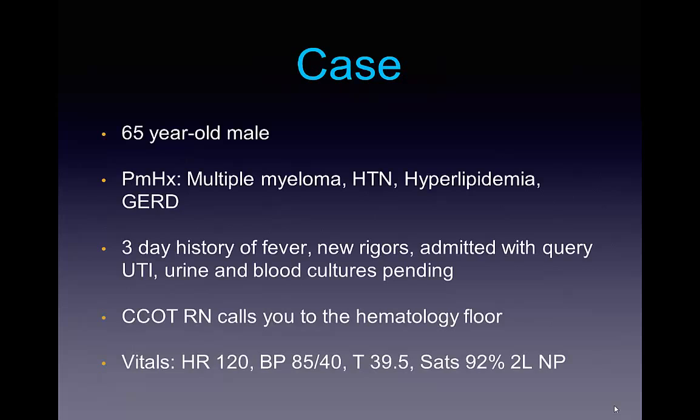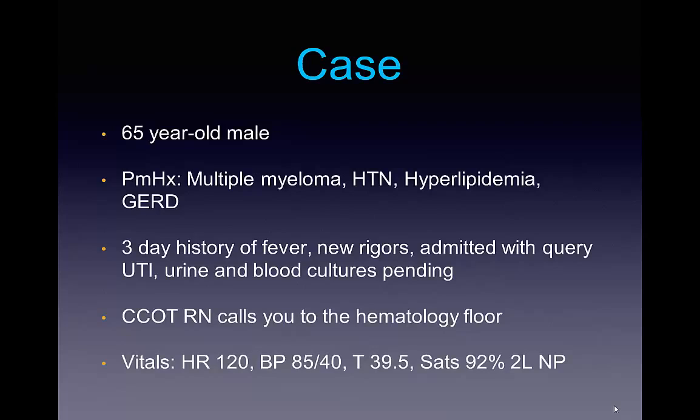Let's start with a clinical case. We'll use this case to also exemplify different parts of our discussion and return to the case at the end. Imagine a 65-year-old male with a past medical history of multiple myeloma, hypertension, hyperlipidemia, and GERD. Has a 3-day history of fever with new rigors, and the source of possible sepsis is thought to be urine. However, blood cultures are also pending. You are called by the critical care outreach team to assess this patient. After looking at the patient and looking at the set of vitals before you, you make a decision to intubate this patient. So what are the things you need to consider?